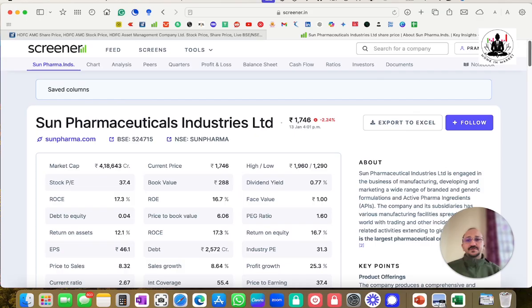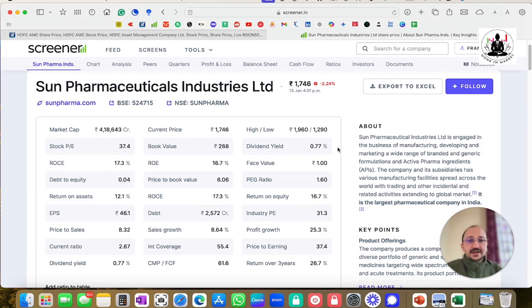Now, one more thing that you should see over here, guys, whenever you are doing any kind of investment, you should see what the low and high of that share is. Let's see, for example, right now the share is at 1746, right? This is 13th January, 2025. Now, the highest this share has gone is 1900. And the lowest it has touched in the last 52 weeks, which means 1 year, was 1200, and the highest was 1900.